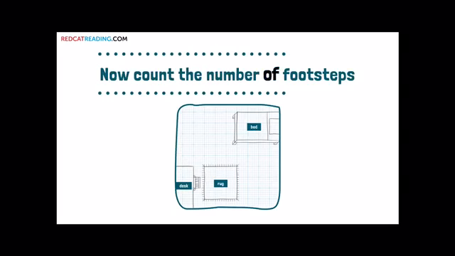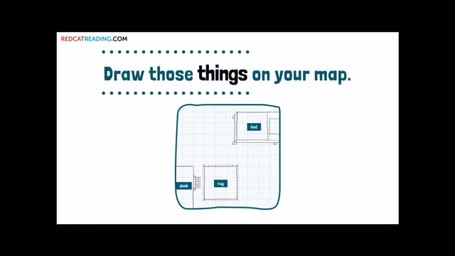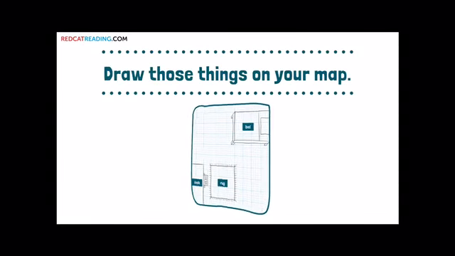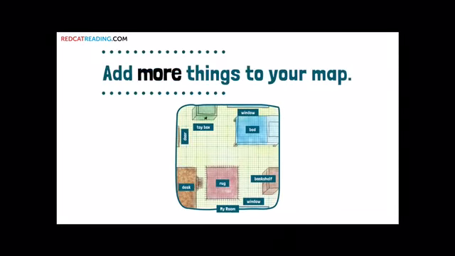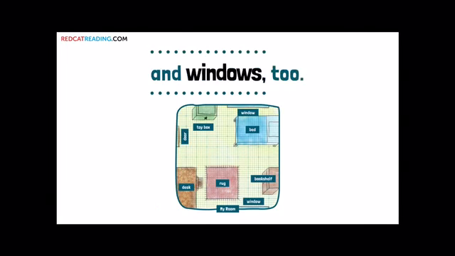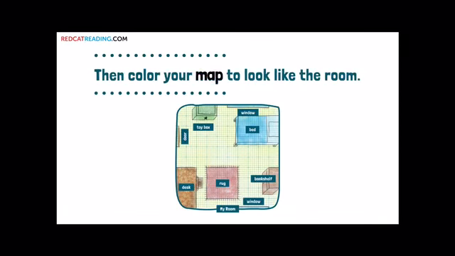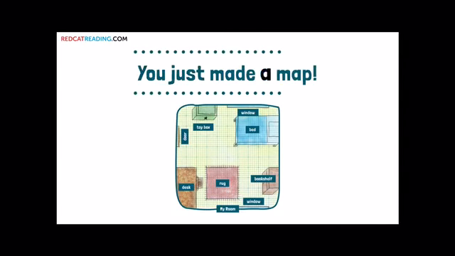Now, count the number of footsteps to different things in the room. Draw those things on your map. Add more things to your map. Count your footsteps to doors and windows too. Then, color your map to look like the room. You just made a map.